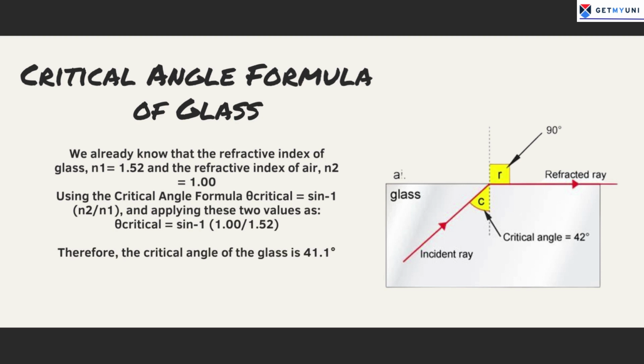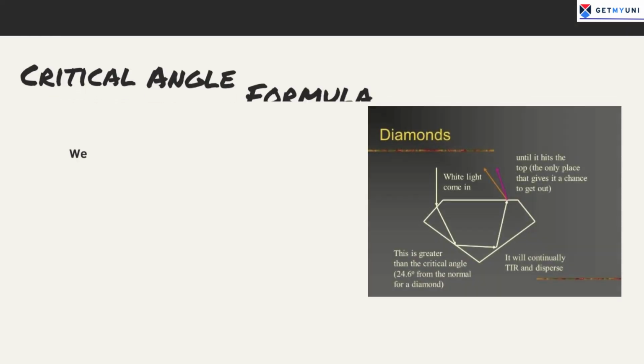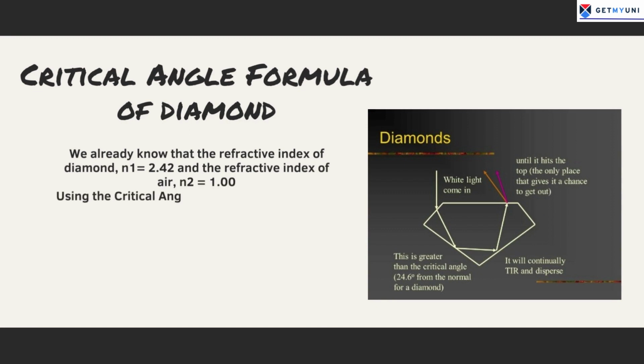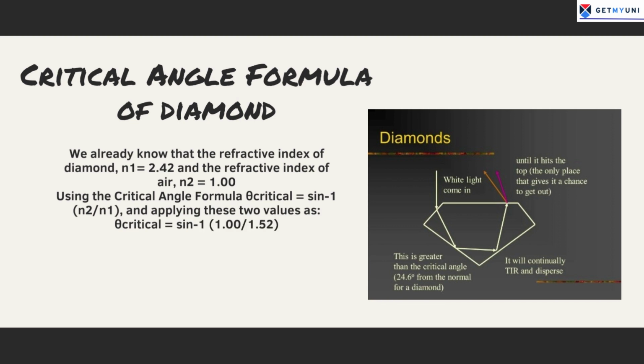Critical angle formula of diamond. We already know that the refractive index of diamond, N1, is equal to 2.42 and the refractive index of air, N2, is equal to 1.00. Using the critical angle formula, critical angle is equal to sine inverse of N2 by N1, and applying these two values, critical angle is equal to sine inverse of 1.00 by 1.52. Therefore, the critical angle of a diamond is 41.1 degrees.